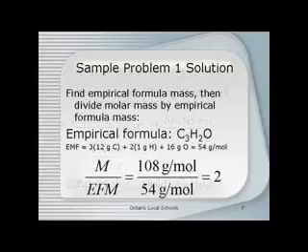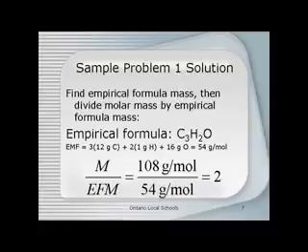Now that we have the empirical formula, we can find the empirical formula mass, and then we're going to divide the molar mass by the empirical formula mass so that we can determine the molecular formula. The empirical formula is C3H2O, so its mass would be 3 times the 12 grams of carbon, 2 times the 1 gram of hydrogen, plus 16 grams of oxygen.